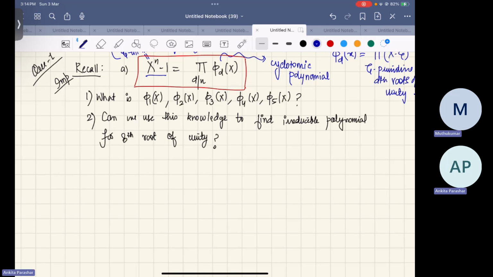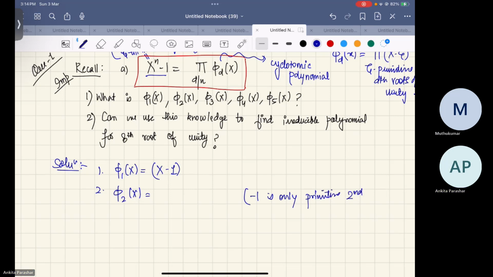Phi 1 of x: 1 is itself the first root of unity, and moreover primitive, so it is just x minus 1. What about phi 2 of x? Minus 1 is the only primitive 2nd root of unity. So therefore it should be x minus of minus 1, which is x plus 1.